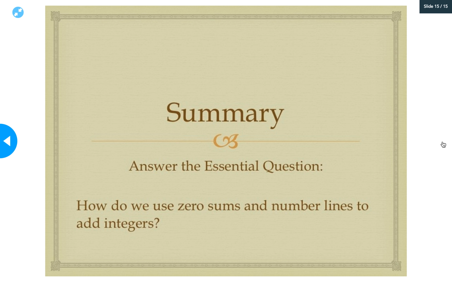For our summary, you're going to answer the essential question. Remember, the essential question was, how do we use zero sums and number lines to add integers?